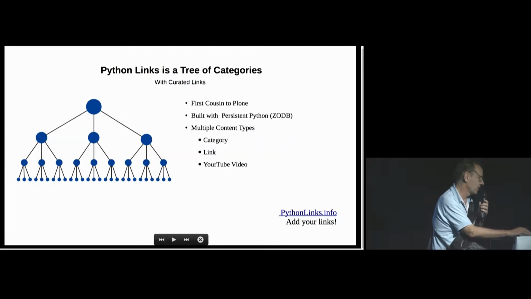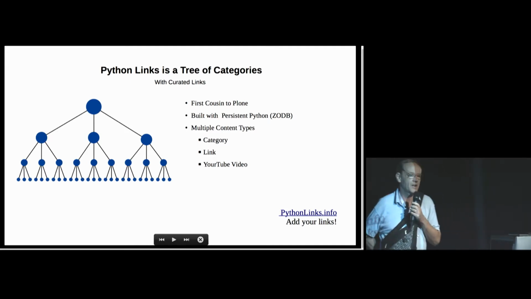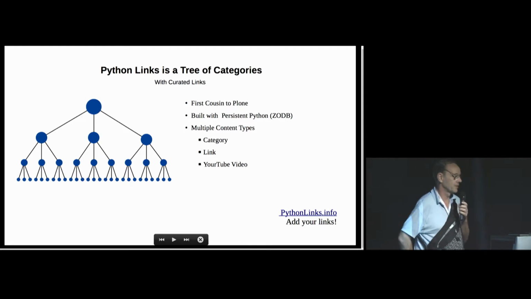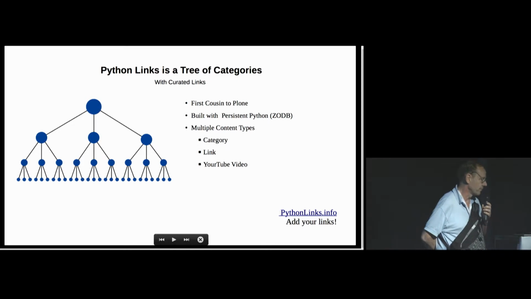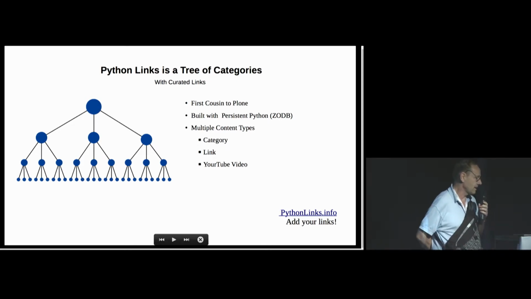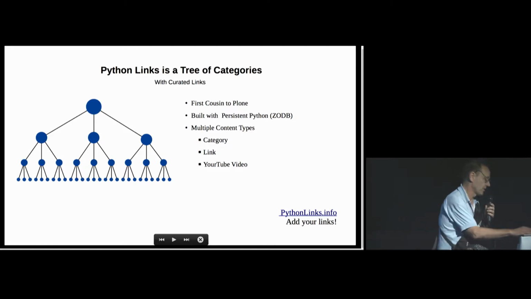Sure, you can add additional keywords, but a much better approach is to organize information as a hierarchy of catalogs and ontology. Librarians have been doing this for centuries. If you know Yahoo Directory or DMOZ, they did the same thing. Python Links does this. It has different content types, categories, links, YouTube videos. There are a bunch of other content types I'll mention in a minute.